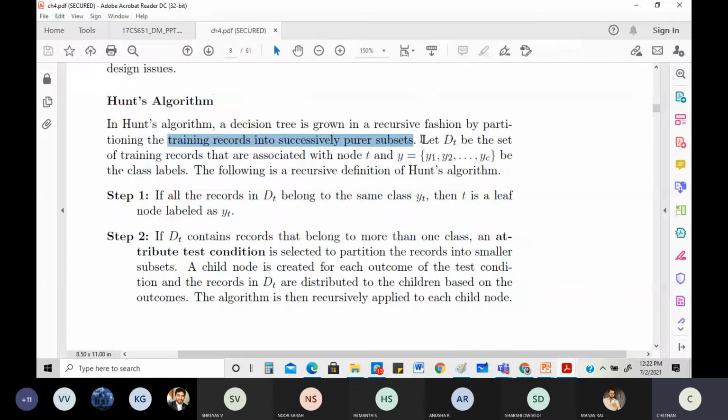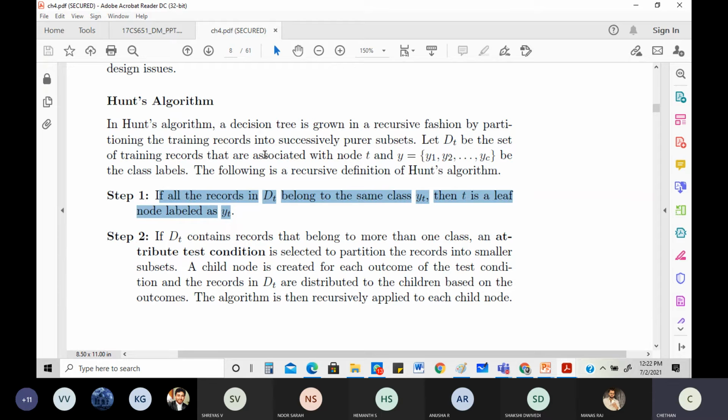What does it say? Let Dt, what is Dt? T will be representing your data set, the training set. These are the set of training records that are associated with the node t, and with y equal to y1. Don't worry about that, I'm going to come back with very simple words next time. The following is a recursive definition. If all the records in Dt belong to the same class yt, then t is a leaf node labeled as yt.